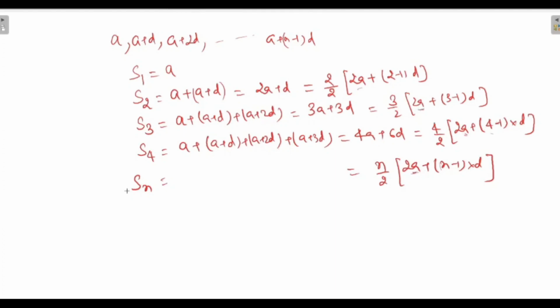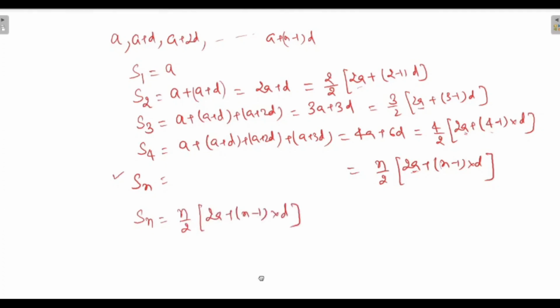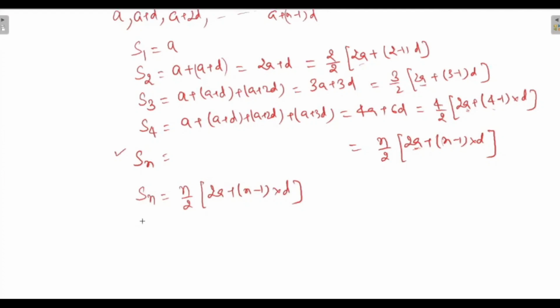So in general, if you have to find the summation of an AP, the formula for summation of an AP up to n terms is n by 2 into 2a plus n minus 1 into d. We calculated the summation of 1, 2, 3, 4, 5 earlier. Now we will put this in this equation and see whether we are getting that back here. So we wanted to calculate S5. So S5 is 5 by 2, 2a.